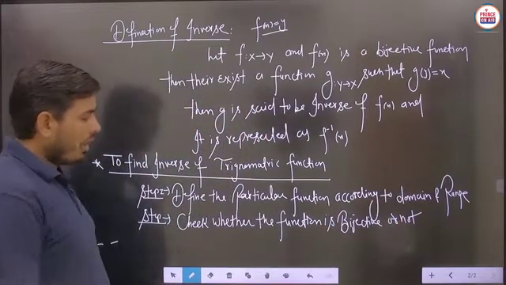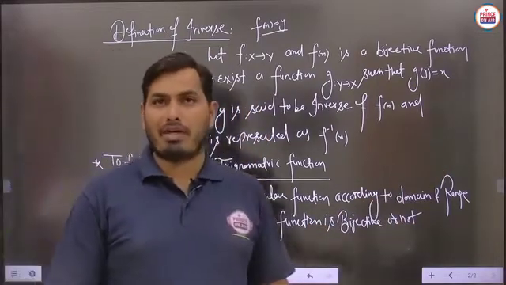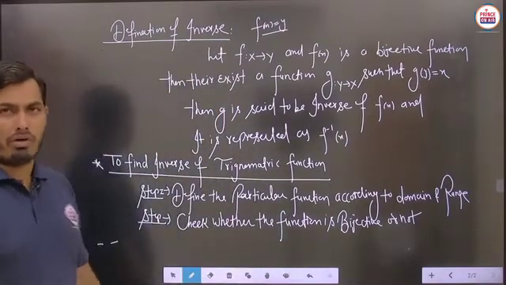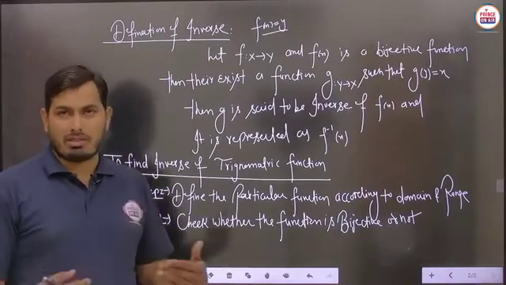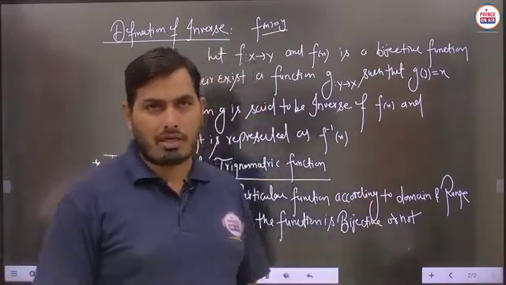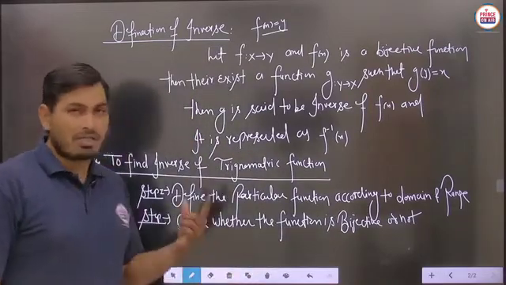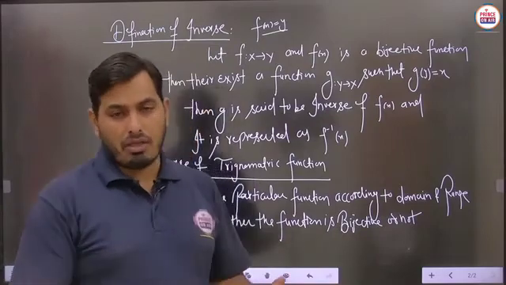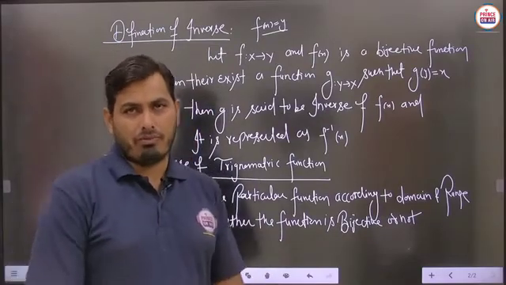So we have to check whether the function is said to be bijective. Bijective means whether the function is one-one and onto or not. Is it to be clear? Suppose in some cases we will get a bijective function, but in some cases we are not getting a bijective function, then we have to restrict the domain. We have to restrict the domain so that the function will become bijective. Is it to be clear?